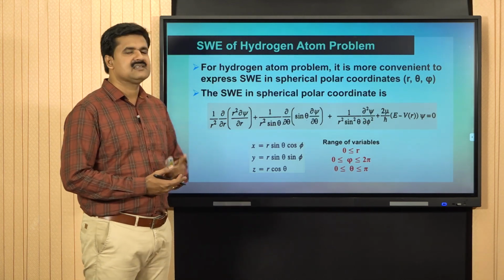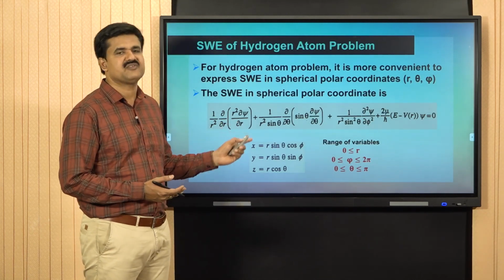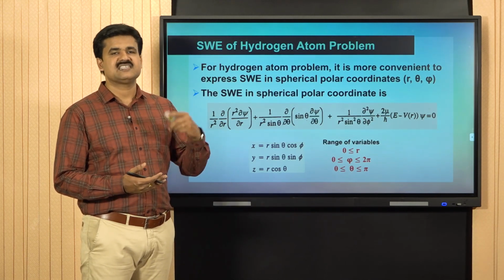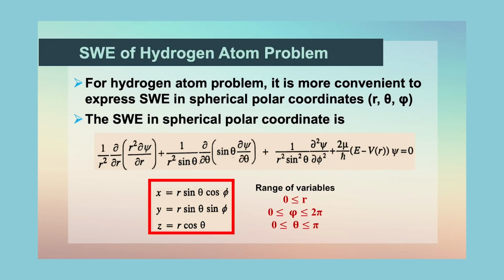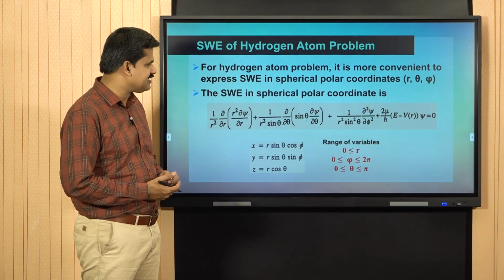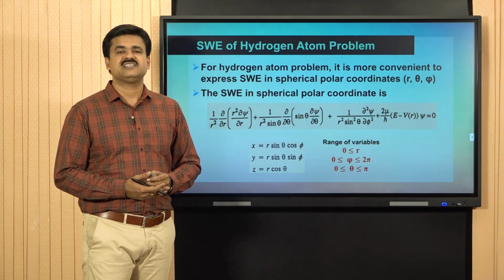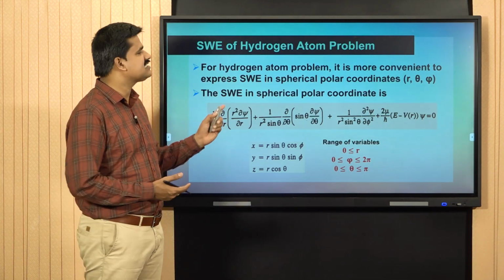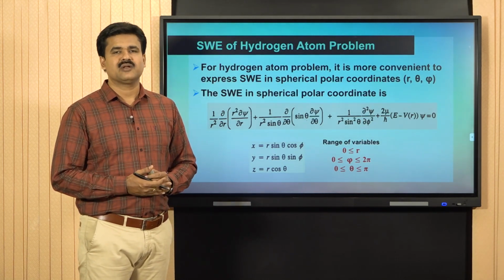The three variables in Cartesian coordinates are related to spherical polar coordinates by these relations. This is very familiar to us, and we discussed such things in the first part of the hydrogen atom problem. x = r sinθ cosφ, y = r sinθ sinφ and z = r cosθ. The variable r ranges from 0 to infinity, the value of φ is between 0 and 2π, and the value of θ is between 0 and π. Hence, this represents the Schrodinger equation for the hydrogen atom problem in spherical polar coordinates.